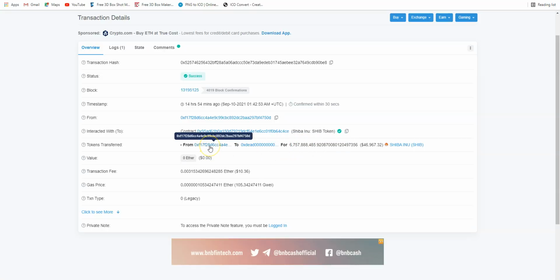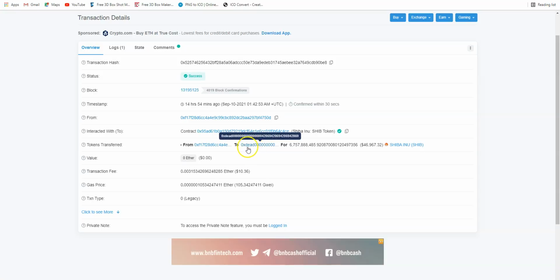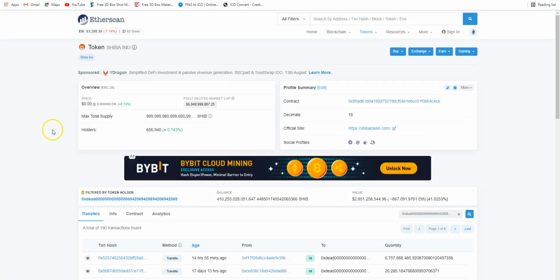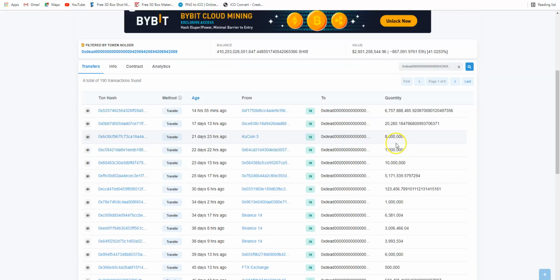You can see it's going from this address to this address, and you can tell it's a burn address because it's got DEAD in it, and I think that's the SHIB burn address. I'm just going to click on that, and I can definitely tell I am on Etherscan, and here is that same 6.7 billion. So they have certainly burnt it to the SHIB wallet address.